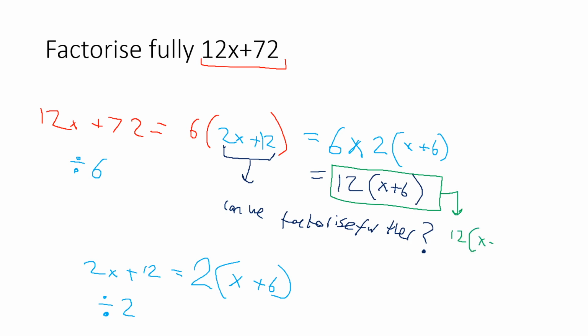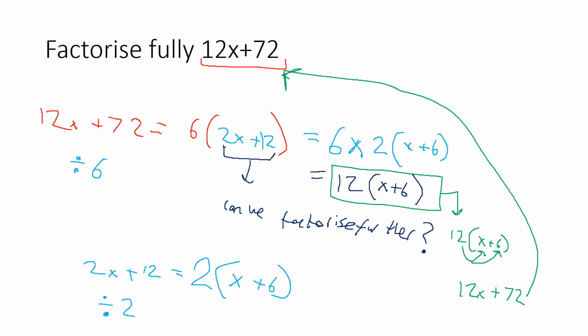12x plus 6 is the same as, what's 12 times x? 12 times x is 12x. What's 12 times 6? 12 times 6 is 72. And that's exactly what we had at the start here. So therefore, this is the correct solution.